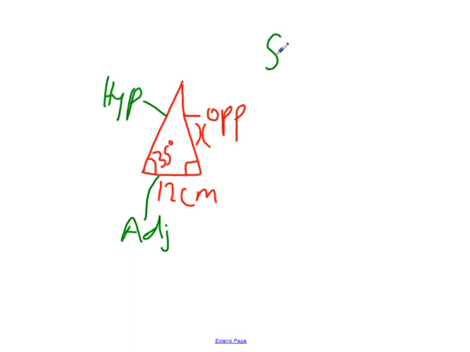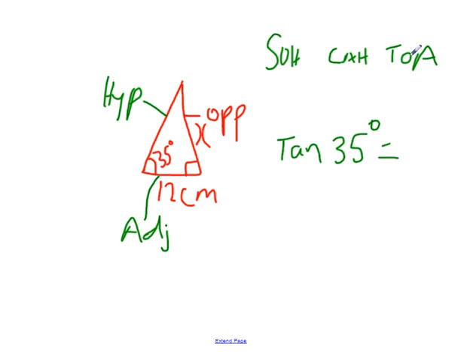So if I write my SOHCAHTOA, SOH, CAH and TOA. Now the bit that has opposite and adjacent is the T, which is tangent. So we normally would just write it as tan. So tan 35 degrees is the opposite divided by the adjacent. So the opposite is x and the adjacent is 12.